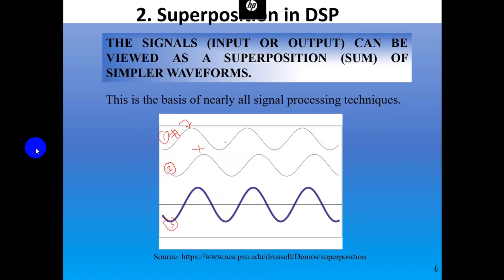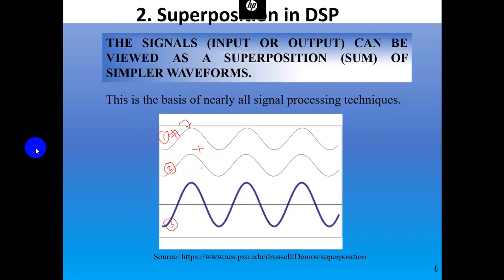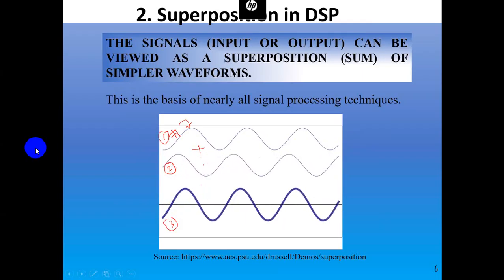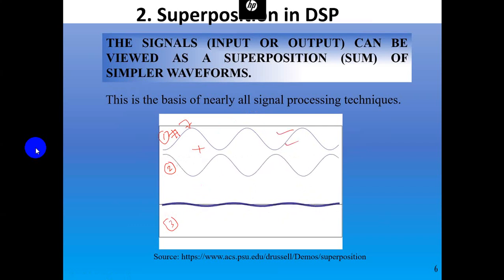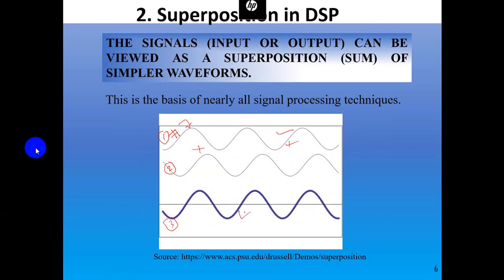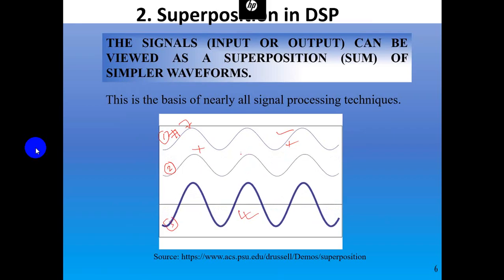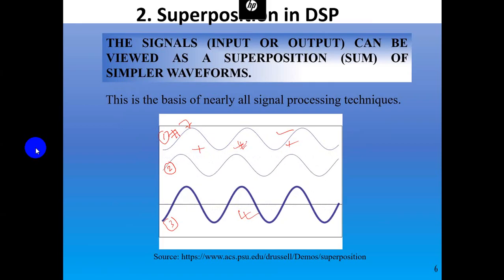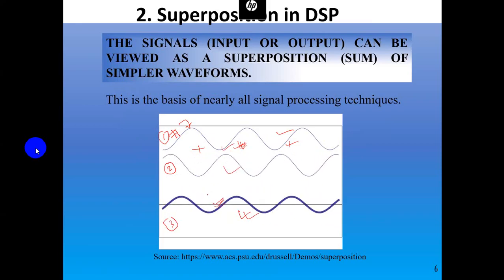Depending on the variation, it will depend on the third signal. The superposition concept means two or more signals, in this case the first signal and the second signal, can be viewed as the third signal. You can say this third signal can be viewed as the sum of these two signals. That means due to the superposition of this signal and this signal, the third signal is obtained.